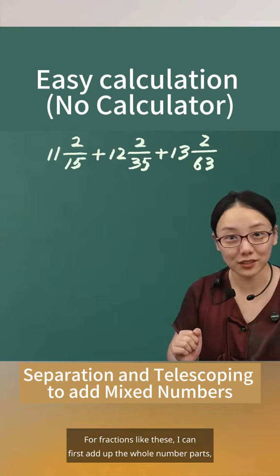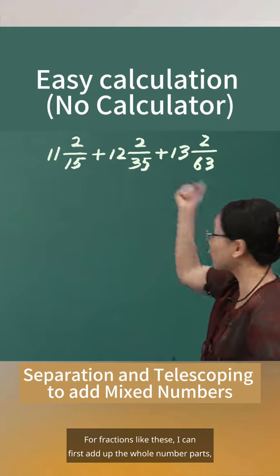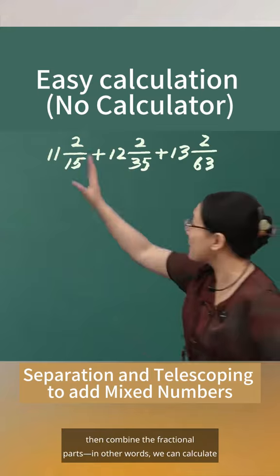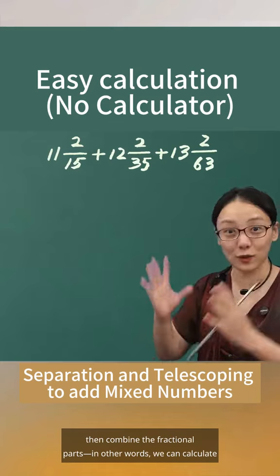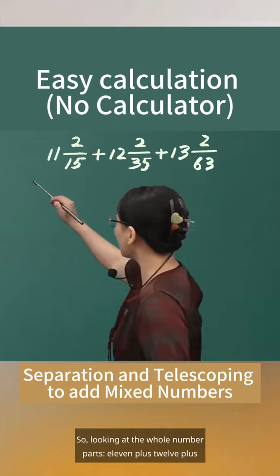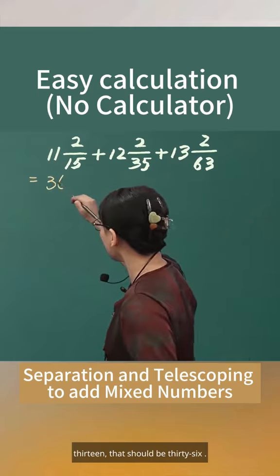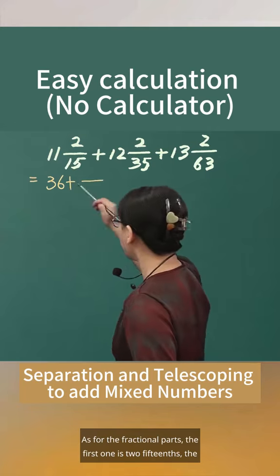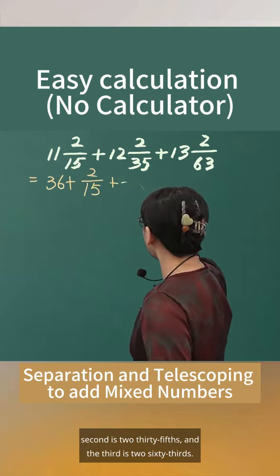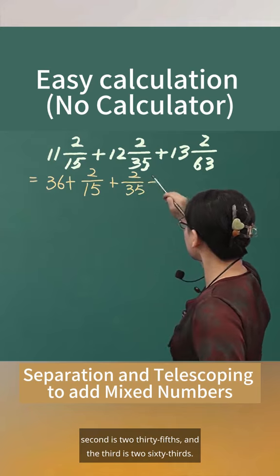Actually, there's no need. For fractions like these, I can first add up the whole number parts, then combine the fractional parts. In other words, we can calculate them separately. So, looking at the whole number parts, 11 plus 12 plus 13, that should be 36. As for the fractional parts, the first one is 2/15, the second is 2/35, and the third is 2/63.